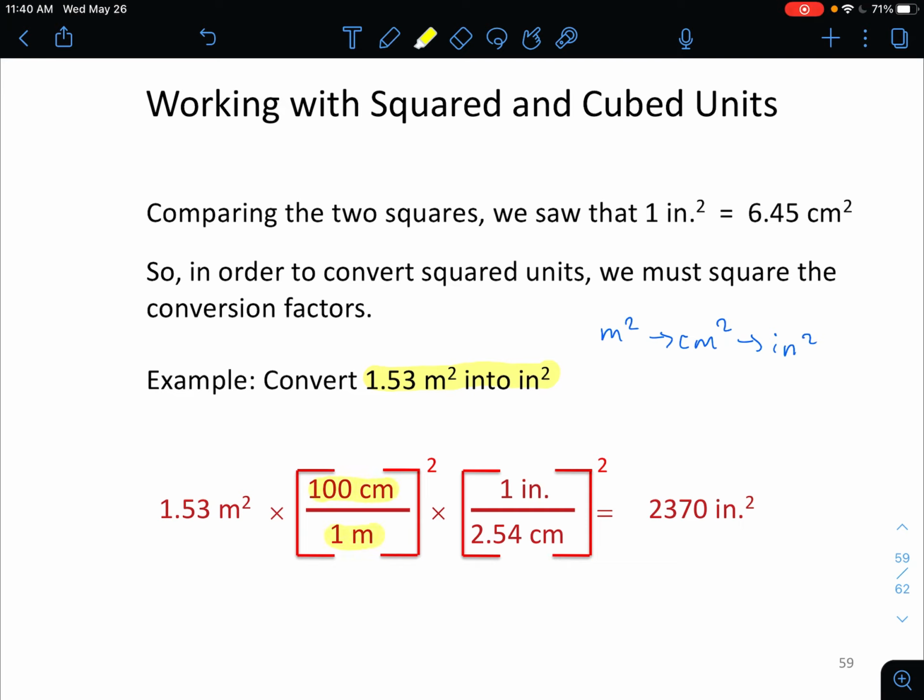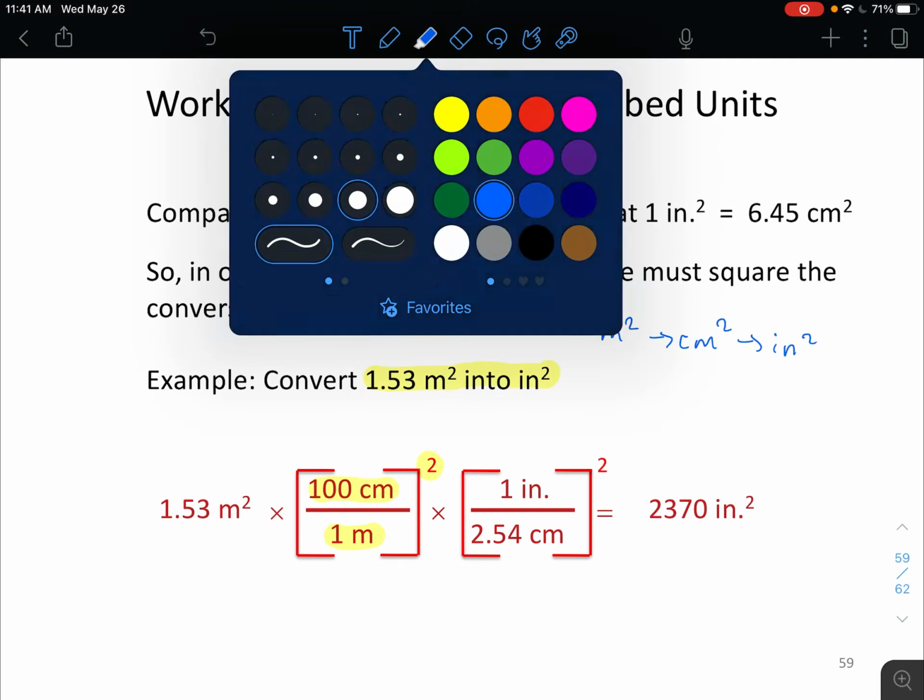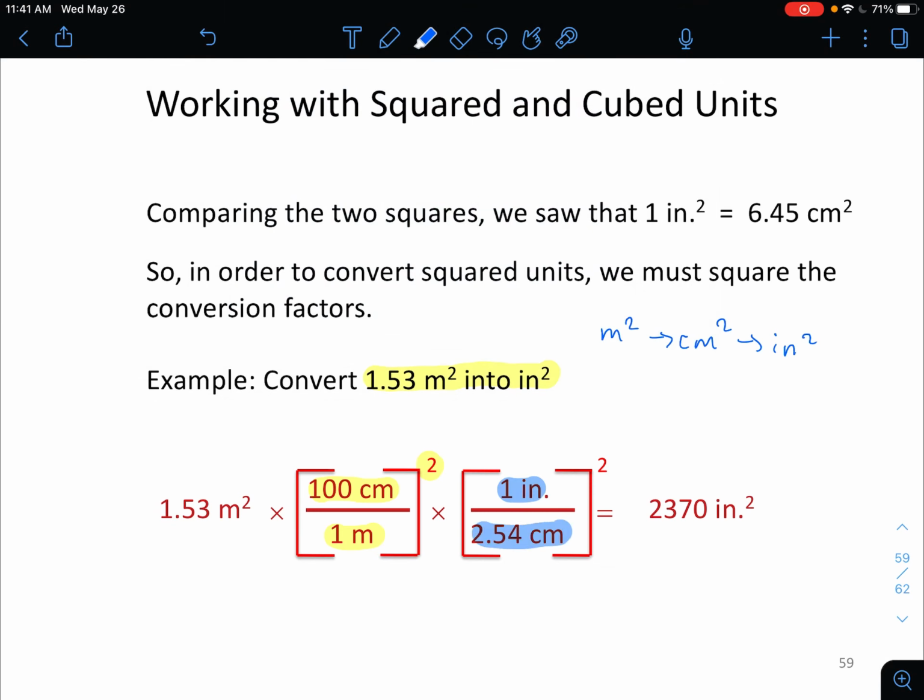So the first conversion factor, 100 centimeters per 1 meter, quantity squared. Really that's 100 squared centimeters squared divided by 1 squared meter squared. That's a more convenient way to write it, so that's appropriately dealing with the unit being squared. And then in the second factor, 1 inch per 2.54 centimeters, but then we square the whole thing to say 1 squared inch squared divided by 2.54 squared centimeters squared.